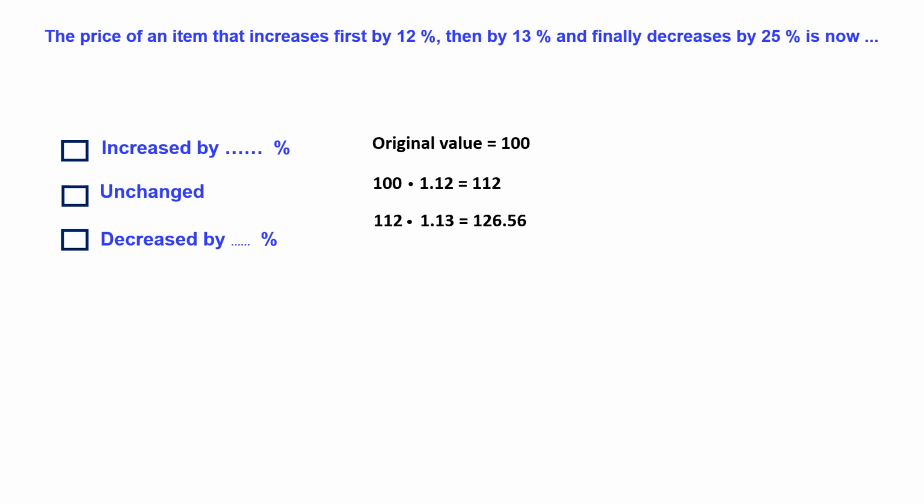We get 126.56. And this value has to be decreased by 25%. Means we want to have 75% of this value. We get $95. So the value of the item has decreased from 100 to 95, means decreased by 5%.